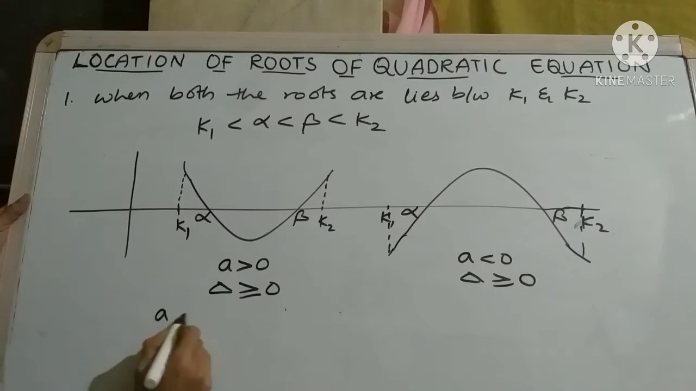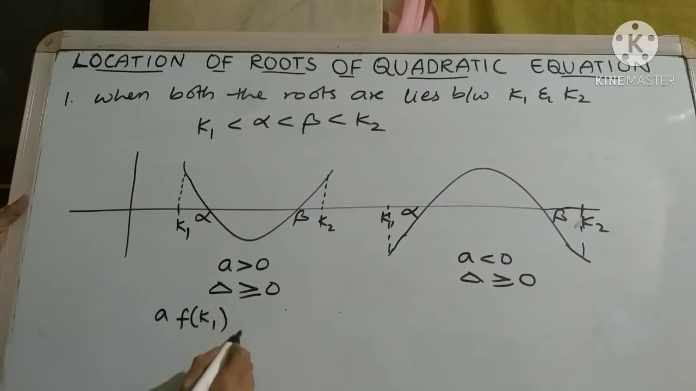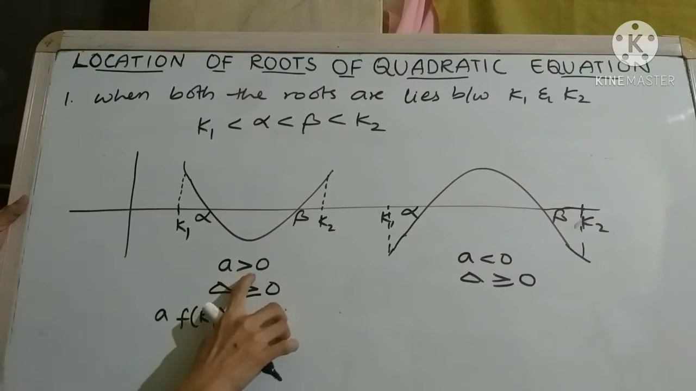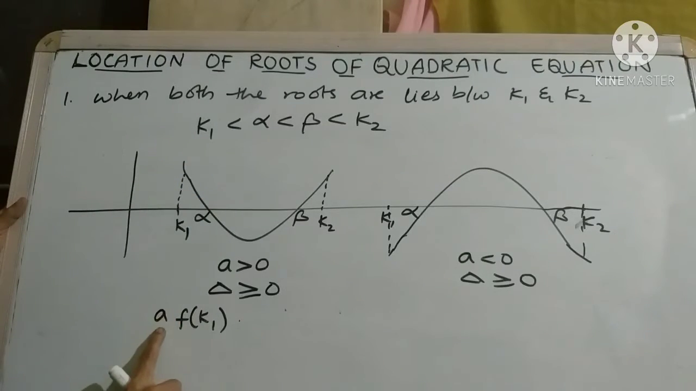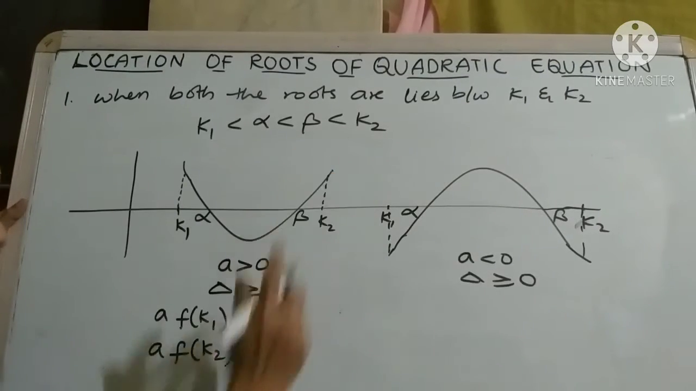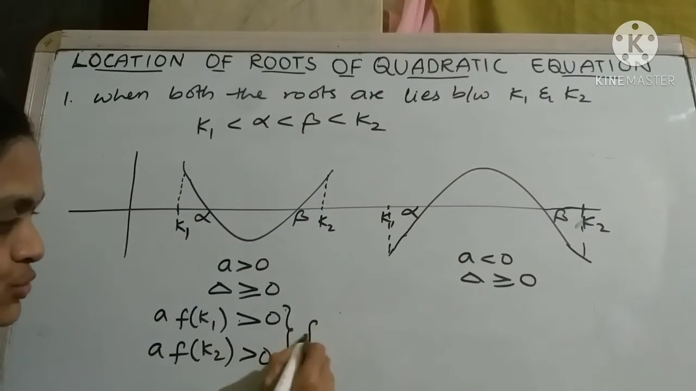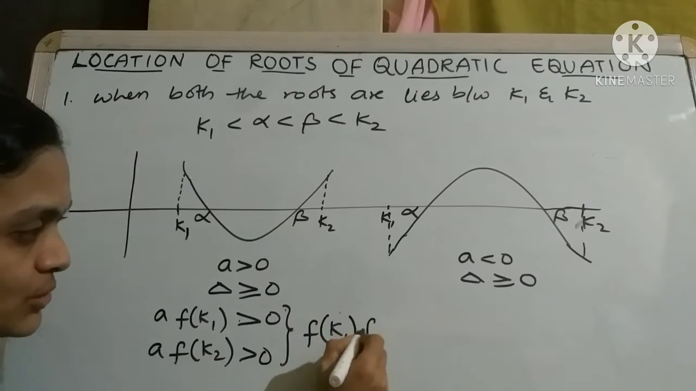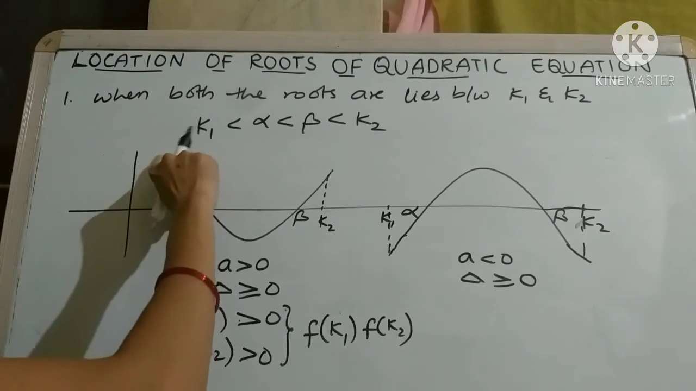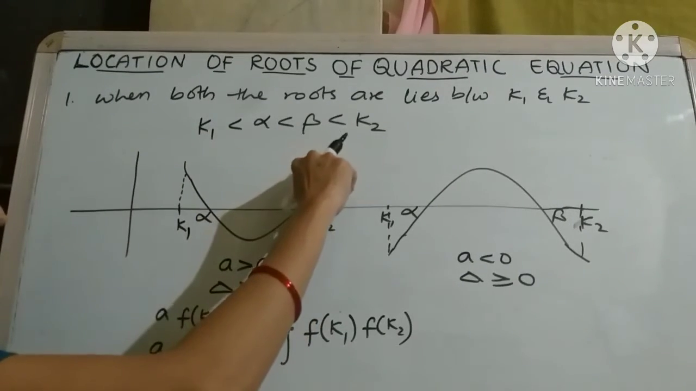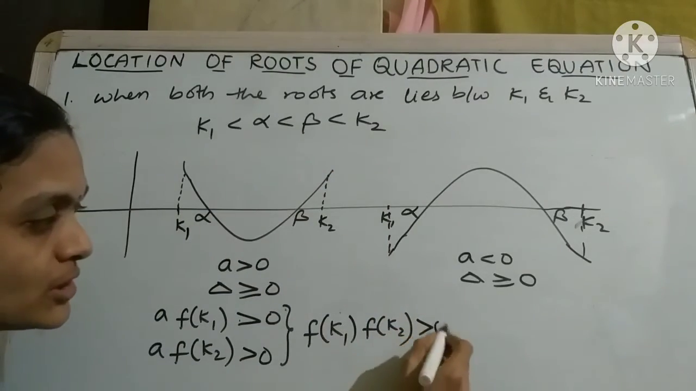And here a into f of k1, check once. a is greater than 0 and f of k1 touches the parabola at a positive direction. Now this is positive into positive, which is always greater than 0. And a into f of k2: a positive, f of k2 also positive, means greater than 0. So then for these two, take the product of f of k1 into f of k2. k1 touches the parabola at positive and k2 also touches at positive direction only, means this product is also greater than 0.